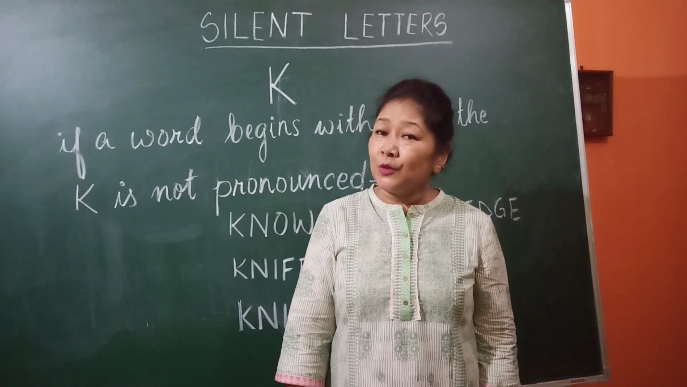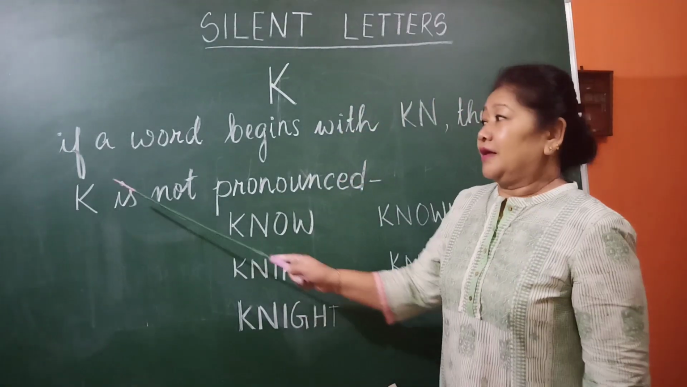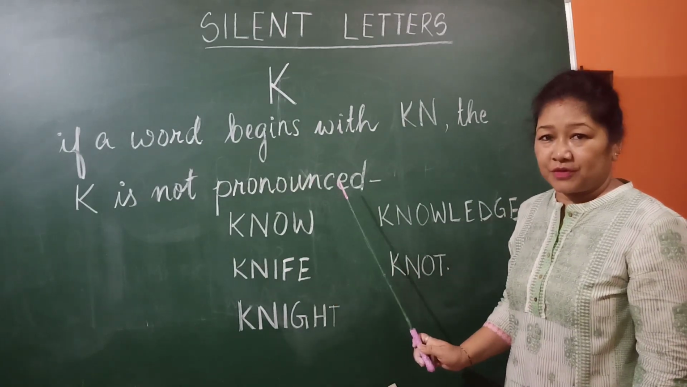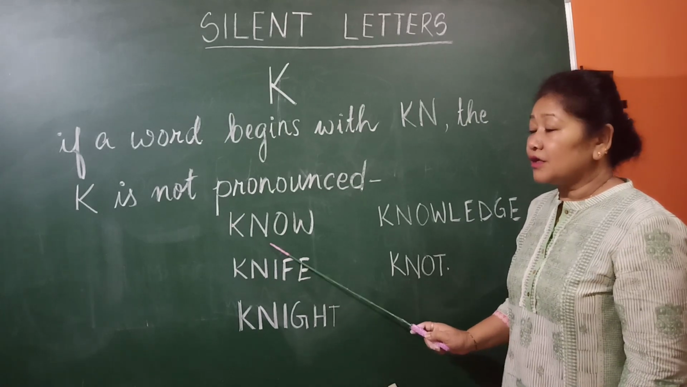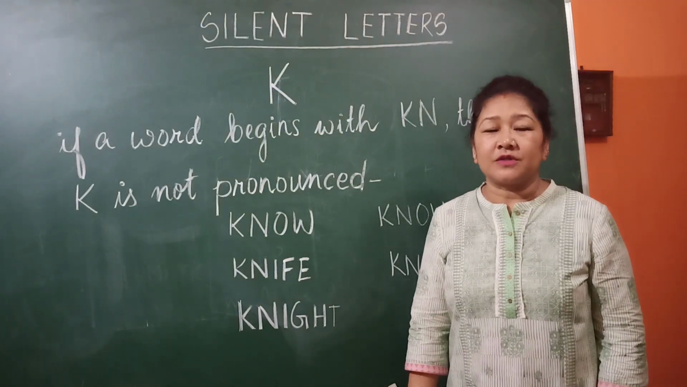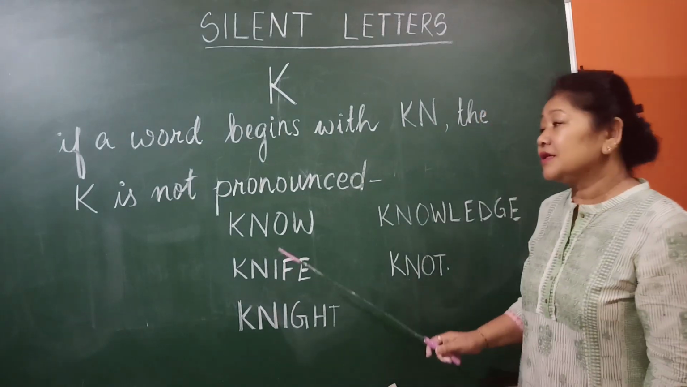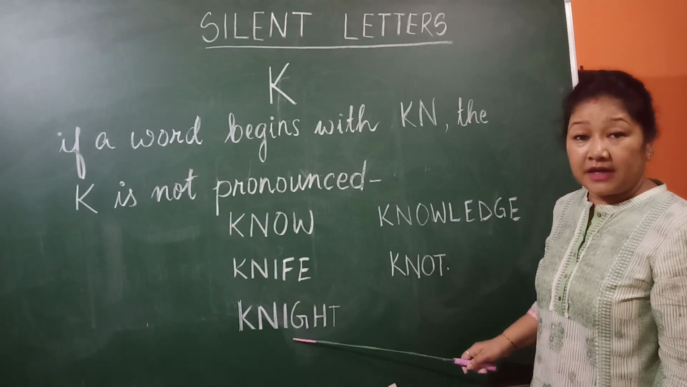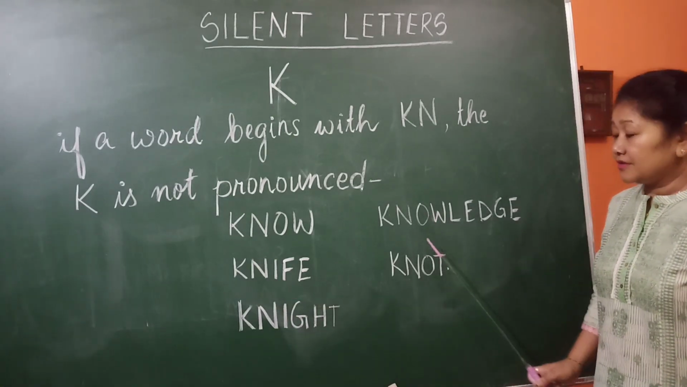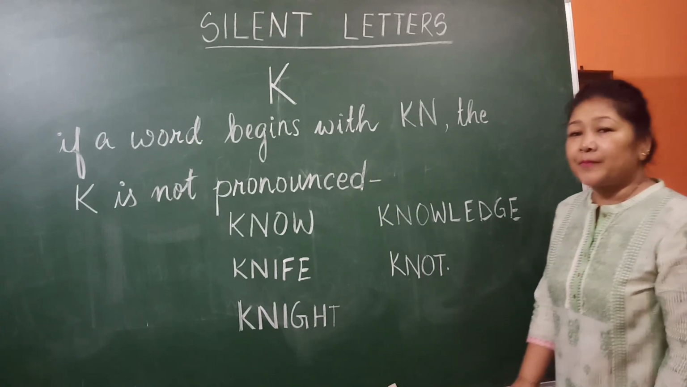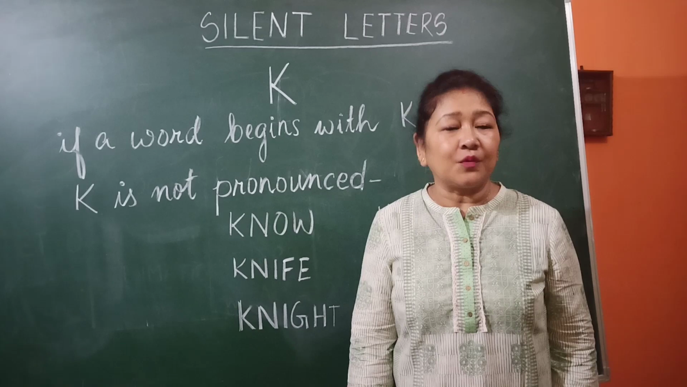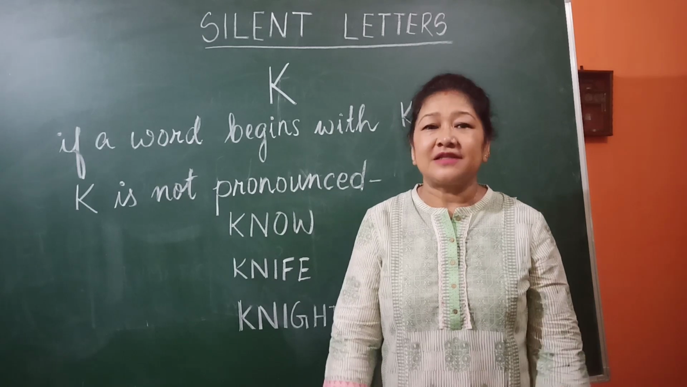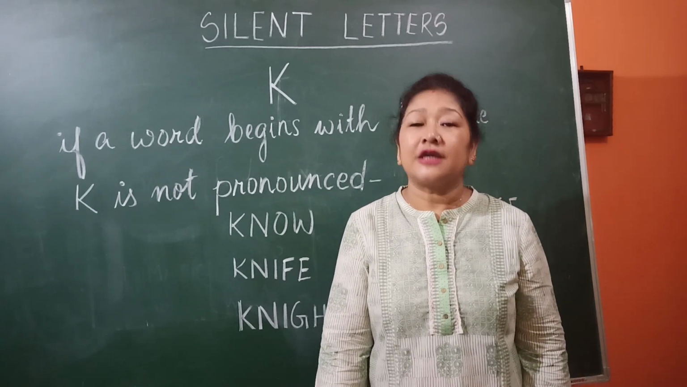Now let us look at the letter K. If a word begins with KN, the K is not pronounced. For example, no. So it is not pronounced "kano", but "no". Knife, night, knowledge, knot. So remember, the words which start with KN, the K is not pronounced. You can find some more words starting with KN.